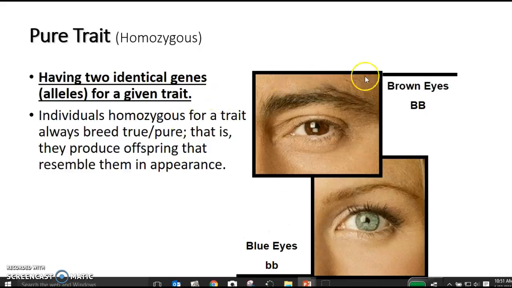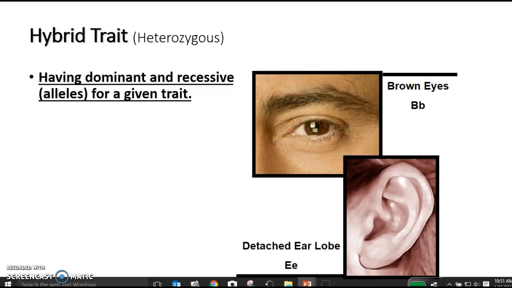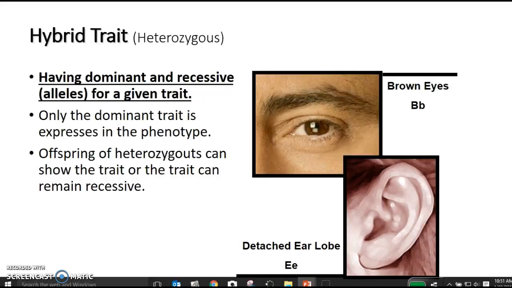Now, homozygous, pure, would be having two of the same. So we would have big B, or little b. If you're homozygous, you are pure. You have two capital letters or two lowercase letters. And those letters we call alleles. Hybrid is having two different, so in this case, big E, little e, a capital and a lowercase. You would be hybrid or heterozygous.